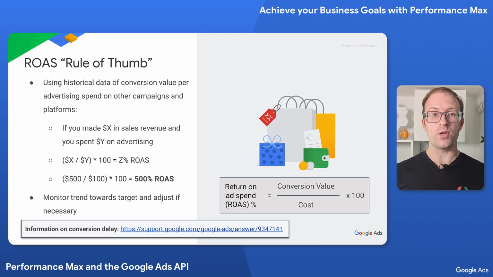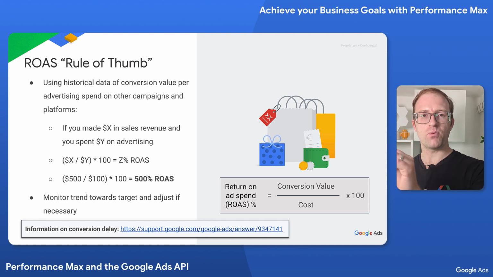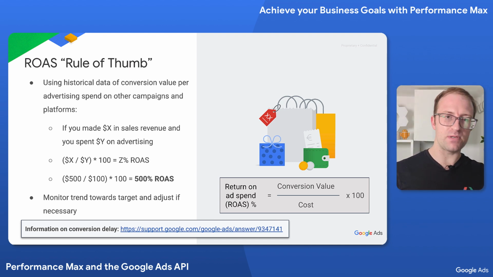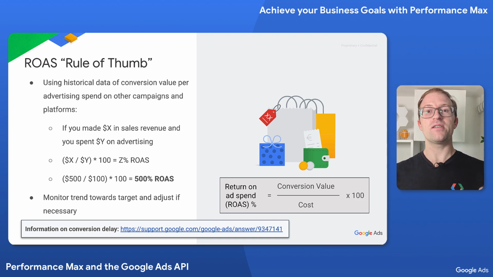Another tip for when you are updating your ROAS on your campaign, you should also account for conversion delays. This is the delay between the times when people click on the ad and when they perform a specific conversion action. This can sometimes cause CPA to look inflated and ROAS to look deflated.